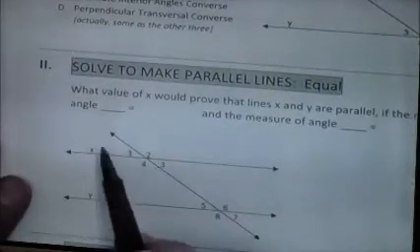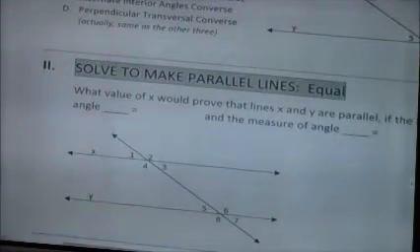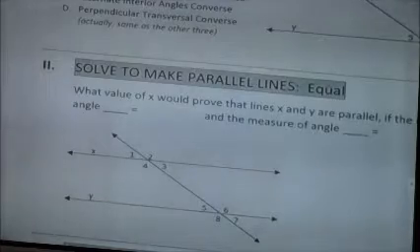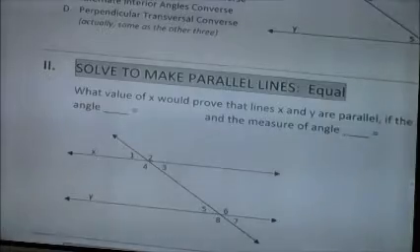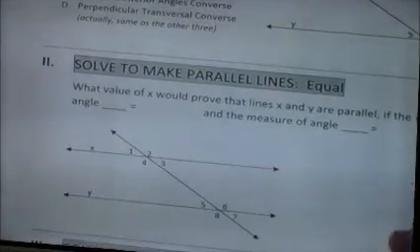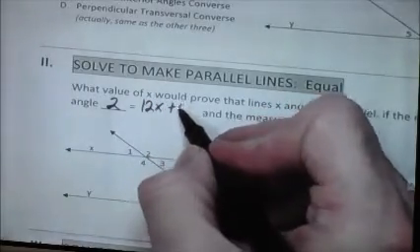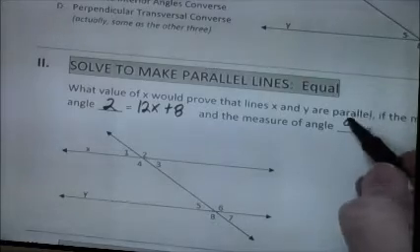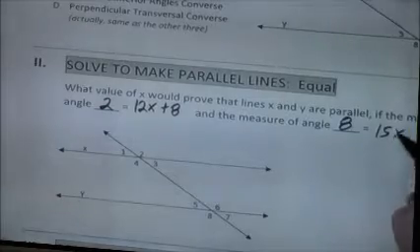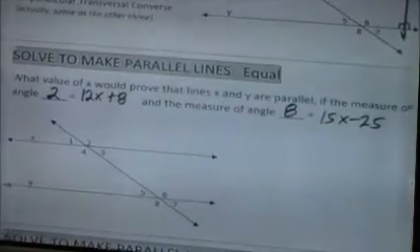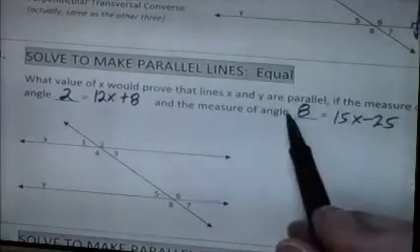Okay, here's how we're going to use it. This is set up, and there's nothing here to indicate that x and y are parallel. You don't know they're parallel unless there's some information, or unless you're given the chance to find the correct number for an angle to prove it. So what I want to do is give you some info. If the measure of angle 2 is 12x plus 8, and the measure of angle 8 is 15x minus 25, what value for x would prove that the lines are parallel?